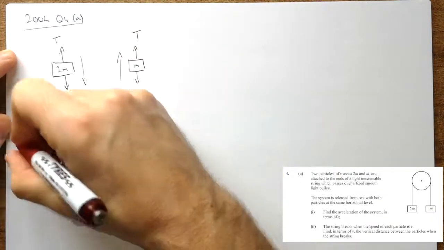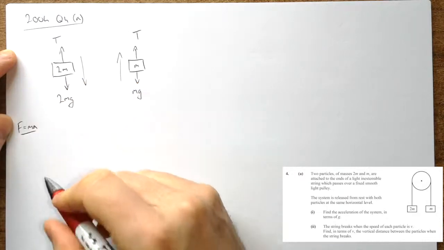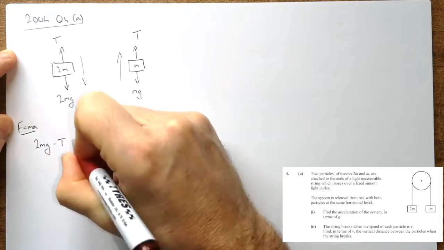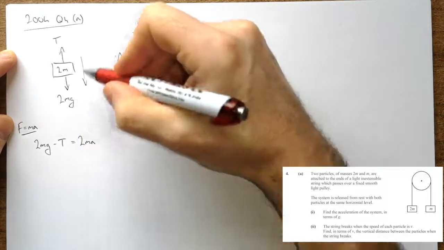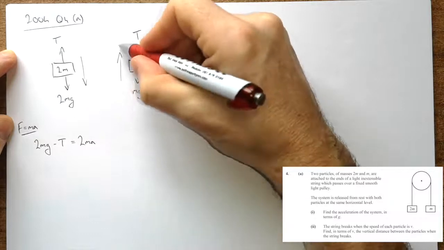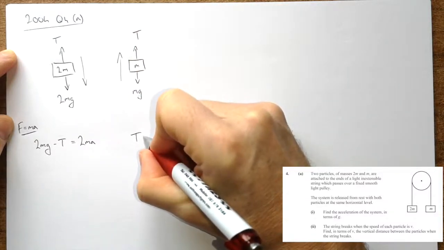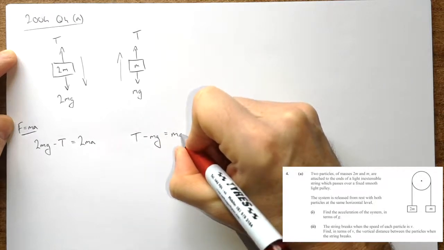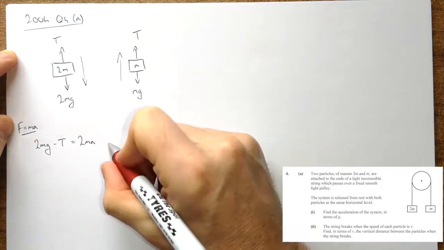Step 2 with all of these questions, always going to be F equals ma. Alright, so in this case we have 2mg minus T equals 2ma, okay, because 2mg is positive, T is negative in this case. In this case it's flipped around. This is their positive direction, so that's T. So T is positive, T minus mg equals ma.